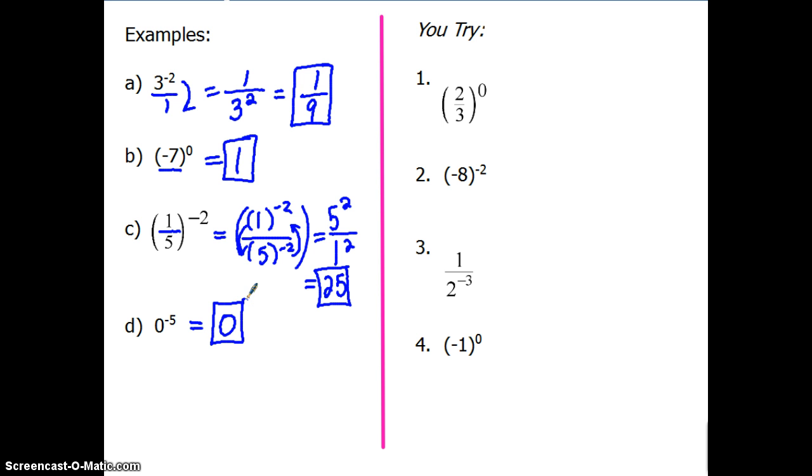All right, at this point I want you to pause the video and I want you to try the 4 examples over on the right. Once you have finished, the substitute is going to share with you what those answers were supposed to be and see how you did. So pause the video and try those.